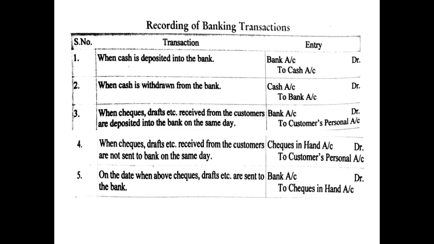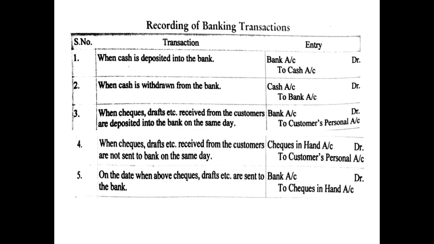Second transaction is just the reverse of this, that is when the cash is withdrawn from the bank. That means when the business is withdrawing some amount of money in cash from the bank. Now what will be the effect? When the cash is withdrawn from the bank, it is coming in the business, and again cash being a real account, we will debit because the rule says debit what comes in.